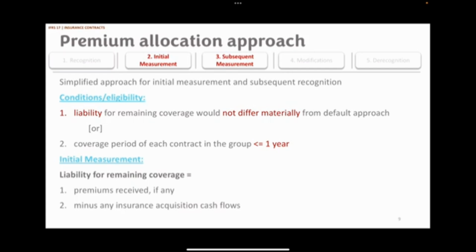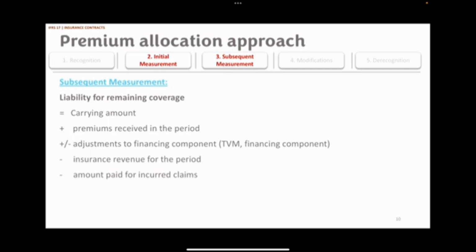At the time of initial measurement, the liability on the premium allocation approach is simply the sum of premiums received, if any, and insurance acquisition cash outflows. Under the premium allocation approach, subsequent measurement has the following adjustments. Liability starts with the carrying amount of the previous reporting period, and then any premiums received are added to it. Adjustments are made for financing components, that is time value of money and financial risk. And then insurance revenue for the period and any claims paid during the period are reduced from the liability value.